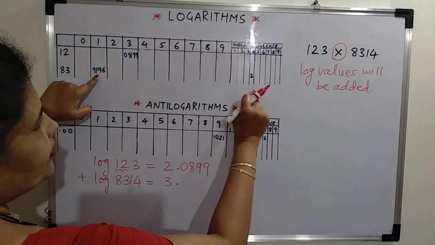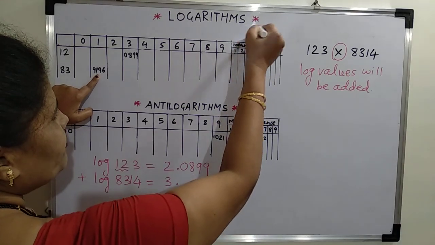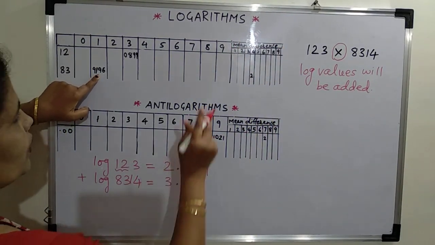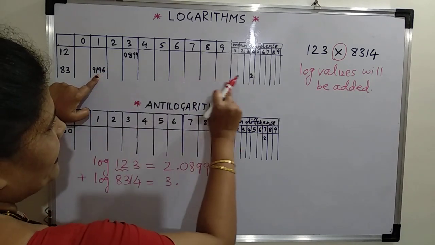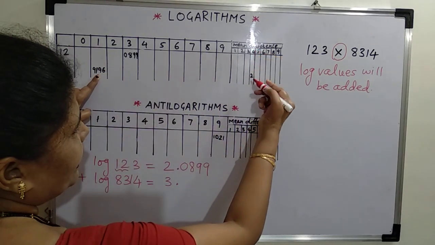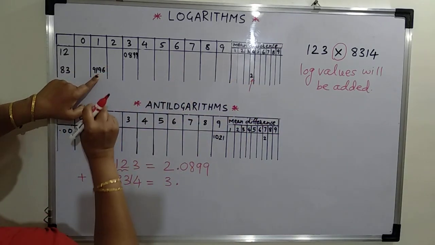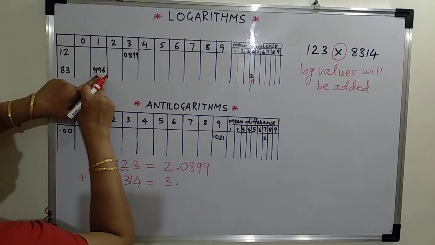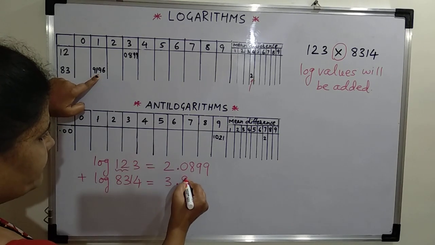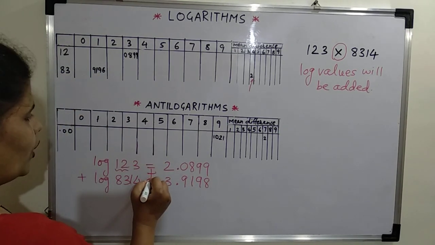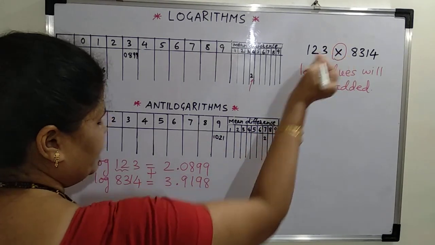So I will move on to the mean difference column. Which is this digit? This is 4. In this same line, under 4, the number here is 2. So I will add this 2 to this value, and it will become 9198. Now I will add the log values because it is multiplication.